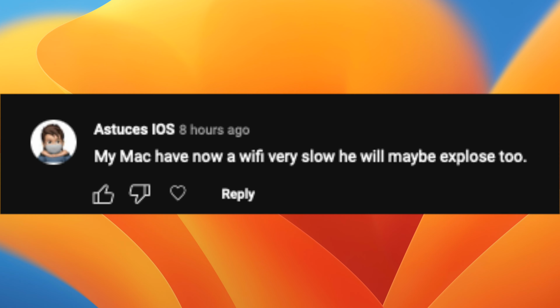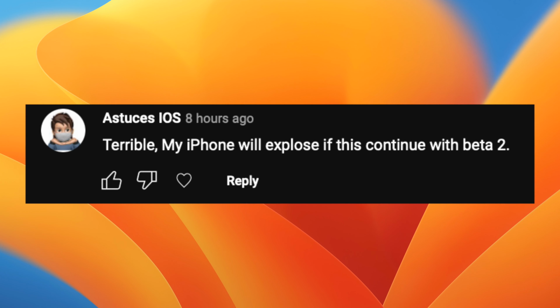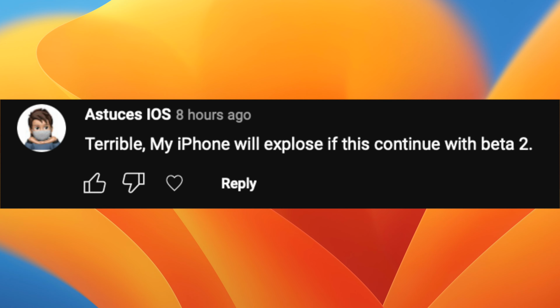But the Mac has very slow Wi-Fi and will maybe explode too. I have not seen any issues with the Mac exploding, and the same person about his iPhone says that his iPhone will explode if it continues with beta 2. So I'm guessing that there are a ton of issues inside of iOS 16.4 for him. We'll just have to see if his phone will explode in beta 2.